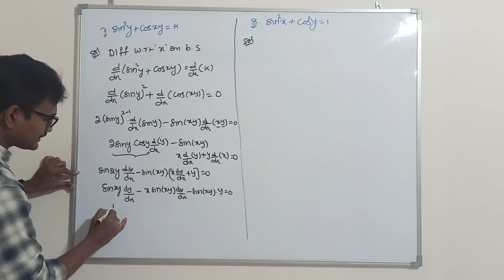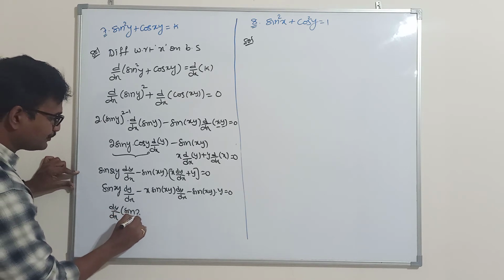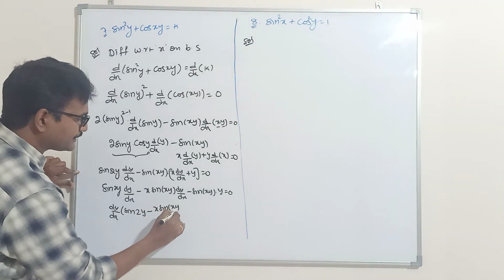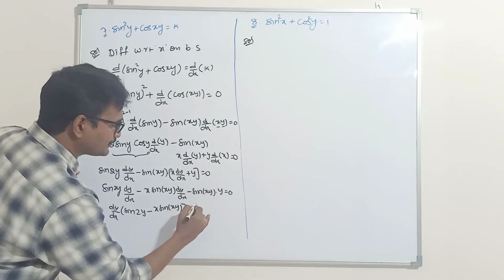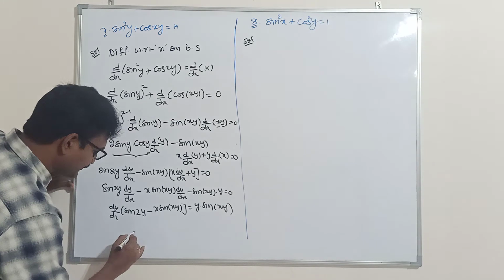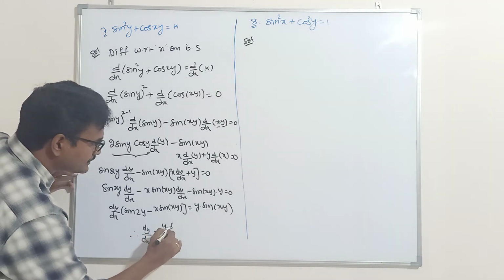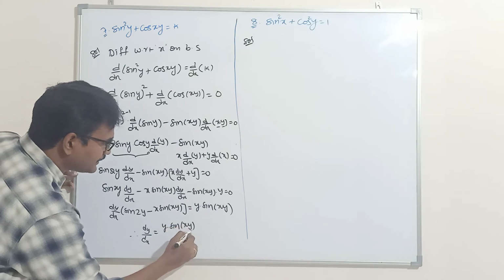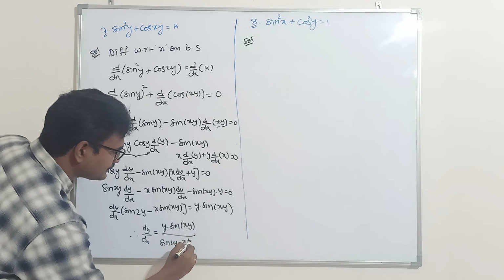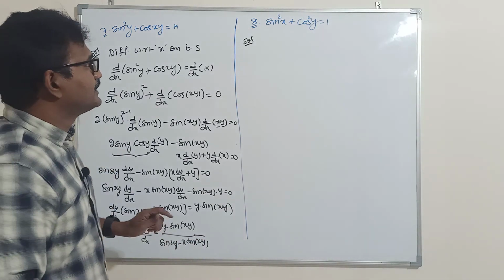Take dy by dx common in these two terms. Then what will we get? Sin 2y minus x sin of xy is equal to, send this term to the right hand side, y into sine of xy. Therefore, what is the final answer? dy by dx is equal to y into sine of xy by sine 2y minus x into sine of xy. This is the derivative of the given function.